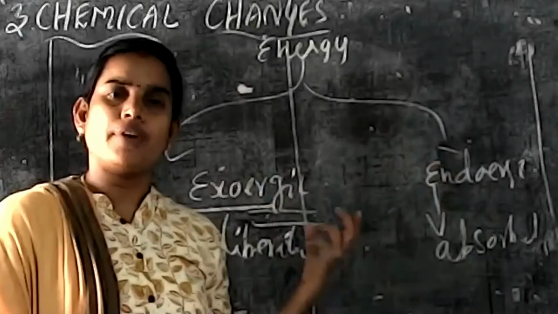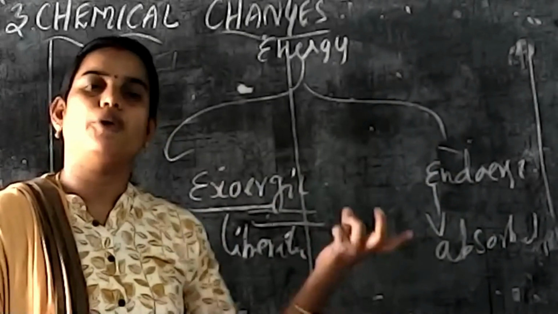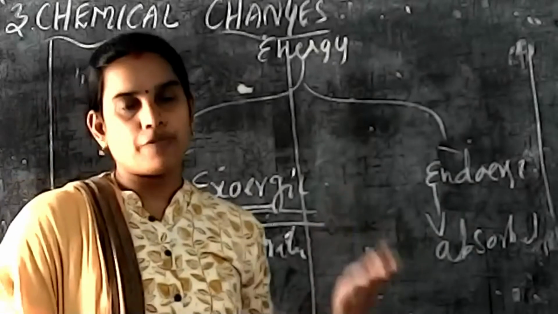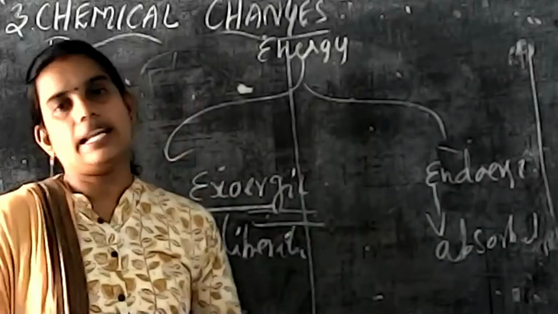Okay, so there are different types of chemical reactions we are using. For example, photosynthesis, photochemical reaction. In some of the reactions, heat is absorbed. In some of the reactions, heat is liberated.